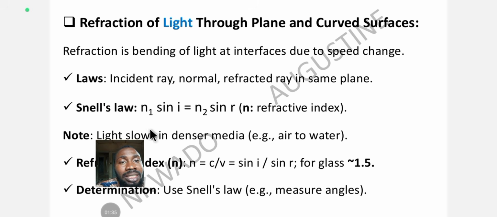Snell's law for refractive index is given as n1 sin i, where n1 is refractive index 1 and i is the angle of the incident ray, the ray of light from the source, is equal to n2 sin r, where n2 is refractive index 2 and r is the angle of the refracted ray. This is the formula, the relationship of Snell's law, and that's it for the correction.